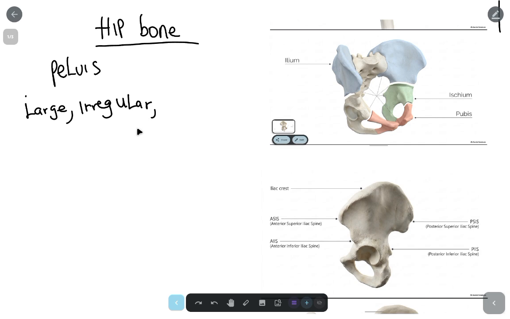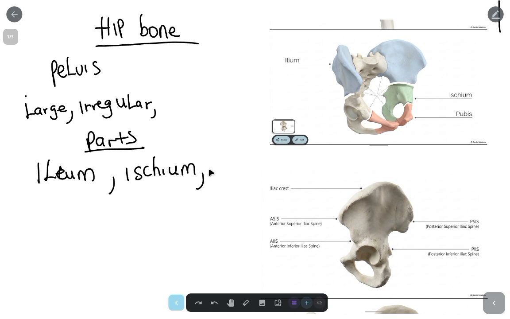So the next thing we are going to talk about is the parts of the hip bone. Before I start talking about the parts of the hip bone, just take a look at the hip bones. So we have the ilium, we have the ischium, and we have the pubis. So these are the parts of the hip bone. So let's start with the parts of the hip bone. What is the first thing you have to know about the hip bone? It is the ilium. So we have the ilium, and we have the ischium, and we also have one beautiful bone in the hip bone, which is the pubis.